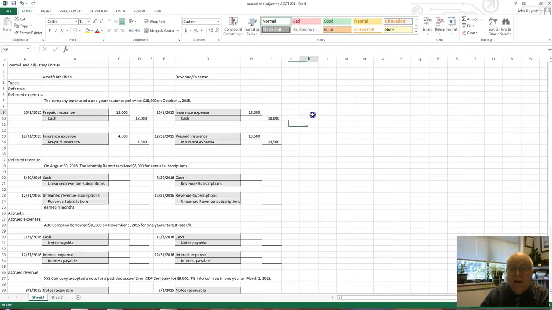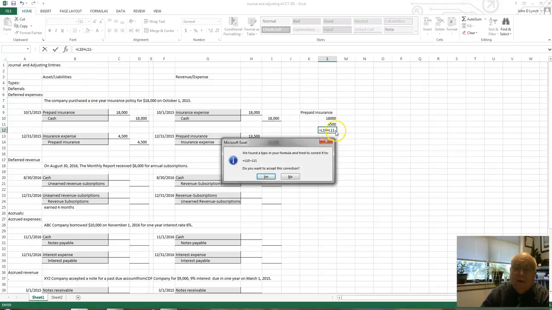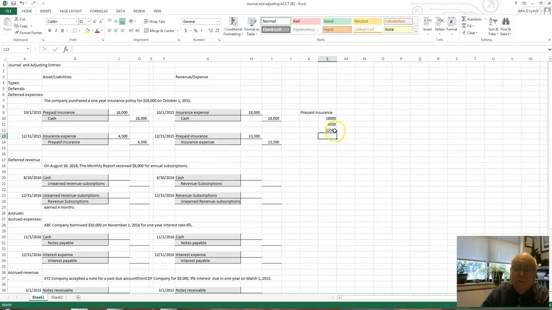Now let's look at this over here, just a little side note. On the prepaid insurance account, let's do this approach here first. We started with $18,000. We took out $4,500, so that leaves us $18,000 minus the $4,500. Try this again. We had 18,000 minus the 4,500, or 13,500. I don't know what I did with the first one.